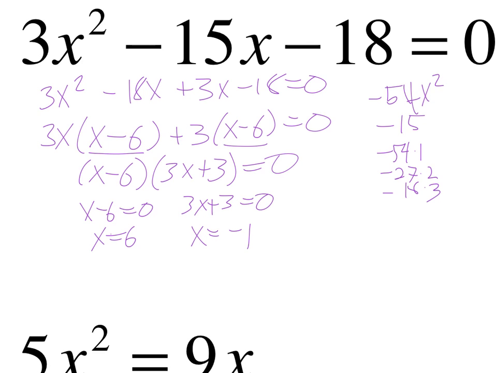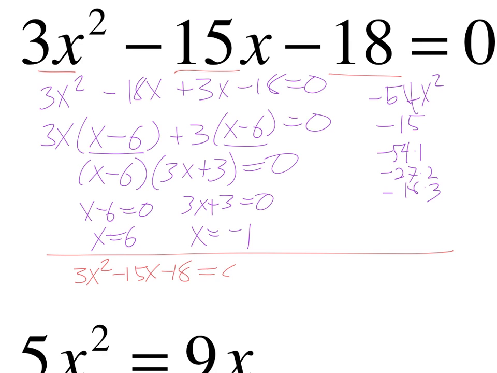Again, on a side note, I'd like you to notice that all three pieces of this are divisible by 3. If you wanted to make this a slightly simpler problem, you might begin by saying, okay, 3x squared minus 15x minus 18 is equal to 0. I know that one of the things I can do in algebra is to divide everything by the same number. And that's going to become x squared. Negative 15x divided by 3 is minus 5x. Negative 18 divided by 3 is minus 6. And 0 divided by 3 is 0.